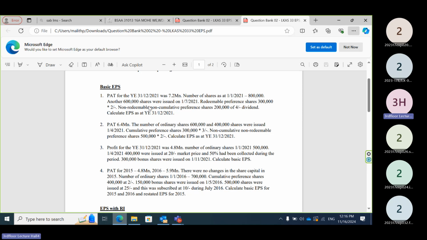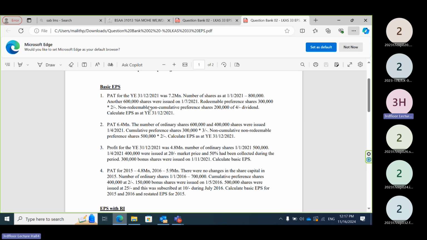Redeemable preference shares 300,000, 2% per share. Non-redeemable cumulative preference shares 200,000, dividend 4%. Calculate EPS. What do you mean by that? Redeemable preference shares, what do you mean by that?